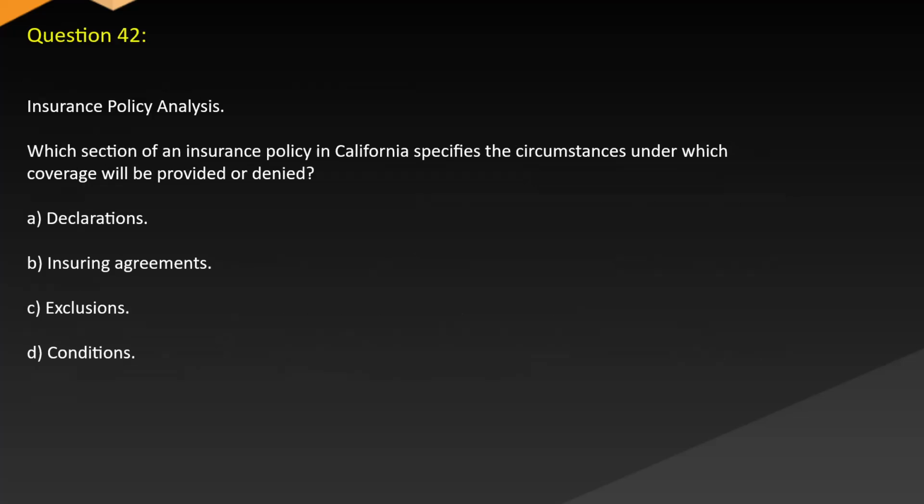Question 42. Insurance policy analysis. Which section of an insurance policy in California specifies the circumstances under which coverage will be provided or denied? A. Declarations. B. Insuring agreements. C. Exclusions. D. Conditions.